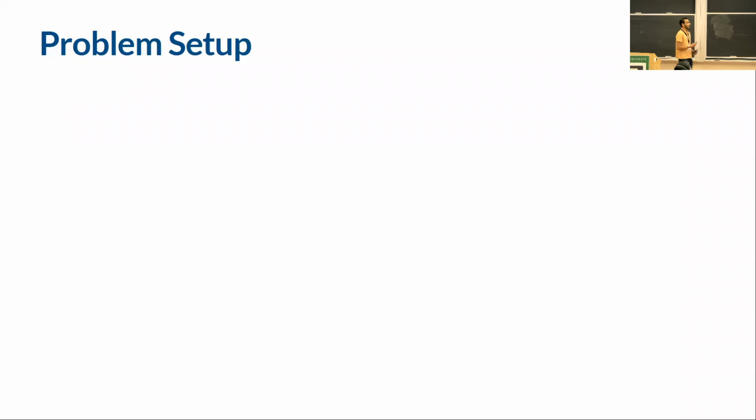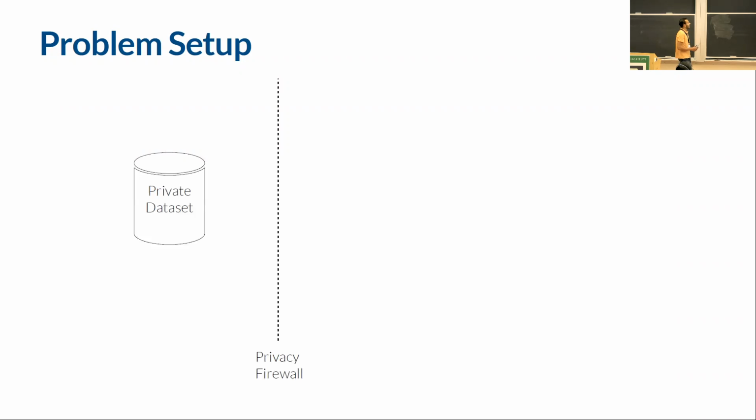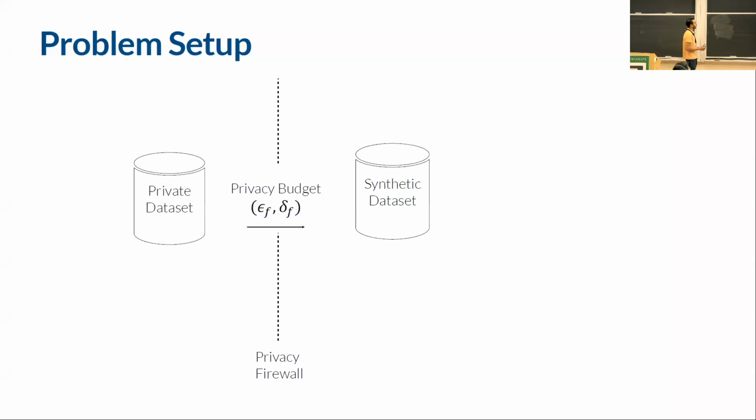I'll show you the problem statement that we have. We have a private data set which lies beyond a privacy firewall. What we want to do is create a synthetic data set with an end-to-end budget of epsilon_f, delta_f. We are using approximate DP here, but you can think of any, it's all fine. And we want to preserve some utility guarantees of this synthetic data set, like downstream ML tasks or preserving the k-way marginals on this synthetic data set.